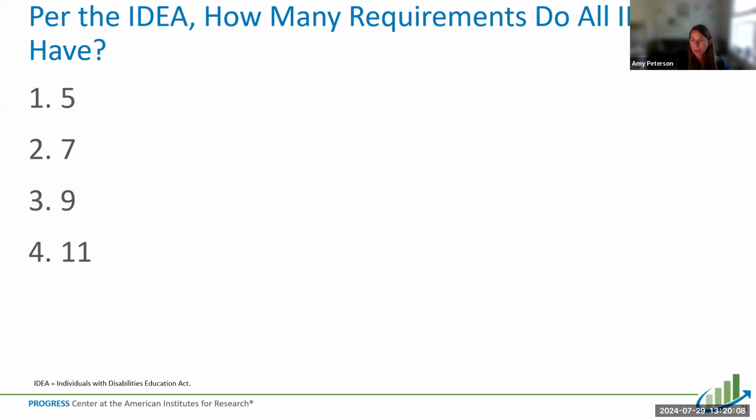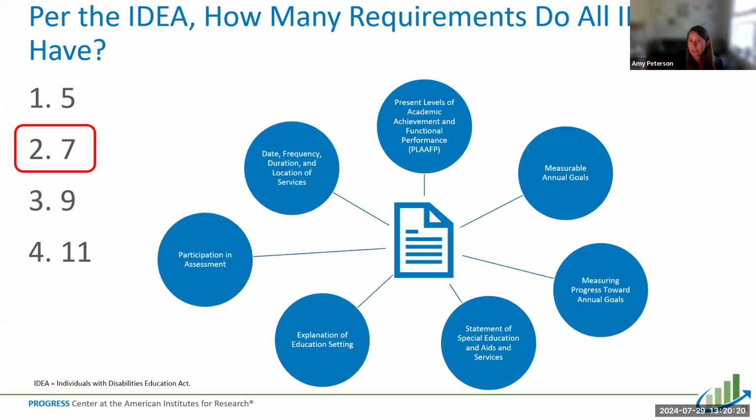All right, I see a couple 3s in there. Some 2s, 3s. All right. Let's go ahead and reveal the answer.